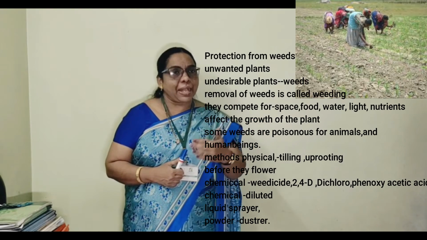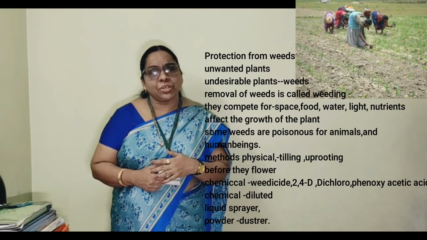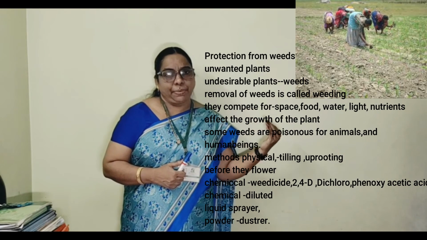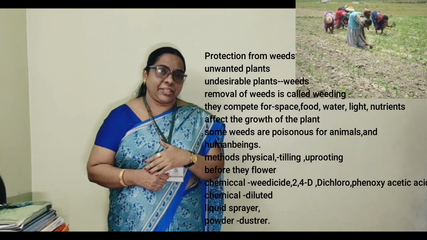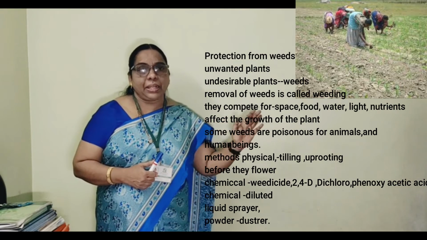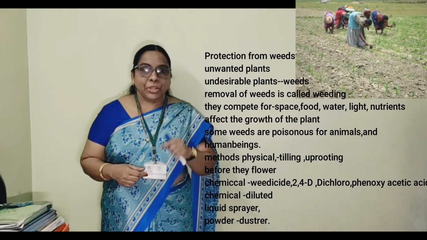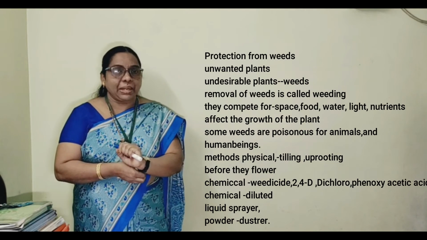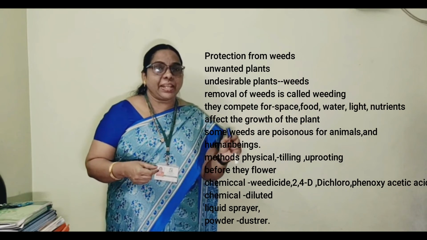And there is an advanced method also. Seed drillers, they'll use to till the weed plants before sowing the seed. Okay, so with the help of all these ways, we can remove these weed plants. And the next one is the chemical methods, spraying of chemicals.